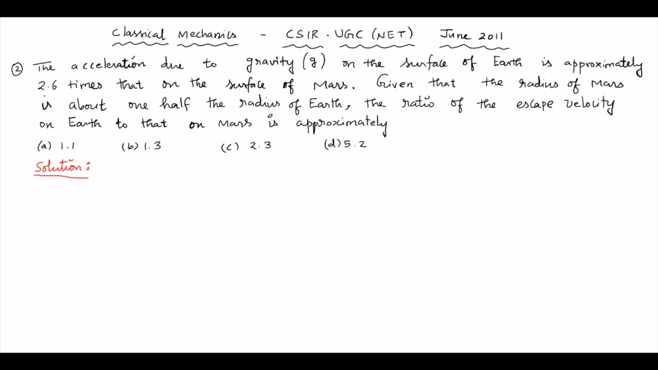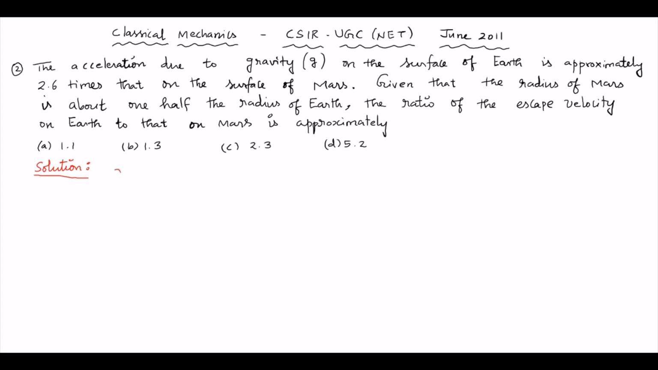The acceleration due to gravity, that is g, on the surface of the Earth is approximately 2.6 times that on the surface of Mars. And given that the radius of Mars is about 1/2 the radius of the Earth. Now compute the ratio of the escape velocity on Earth to that on Mars, approximately. Four options are given. So let us write down the given quantities.